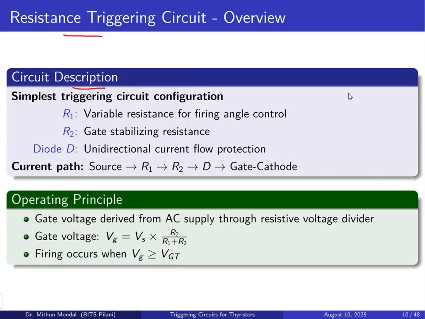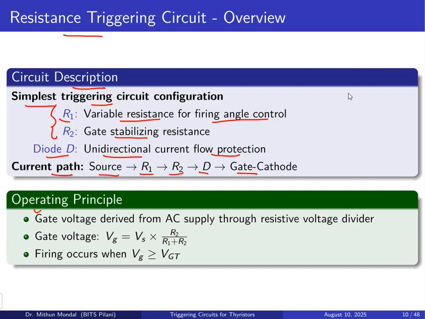The circuit description for the resistance triggering circuit involves two resistors R1 and R2, and this is the simplest triggering circuit method available, and we require one diode. R1 is the variable resistance for firing angle control, and R2 will stabilize the gate resistance. The diode provides unidirectional current flow protection. The current path will be from the source to resistor R1, then resistor R2, then to the diode, and then the gate cathode circuit is completed.